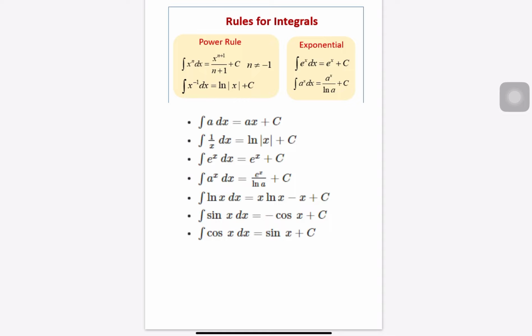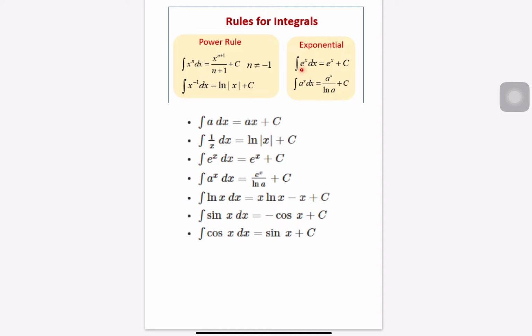If we have x power n, we just add 1 to the power and divide by n plus 1. It is important that n cannot be minus 1, because in this situation the denominator will be 0 and it's not acceptable. And for x power minus 1, the integral will be ln x plus c.